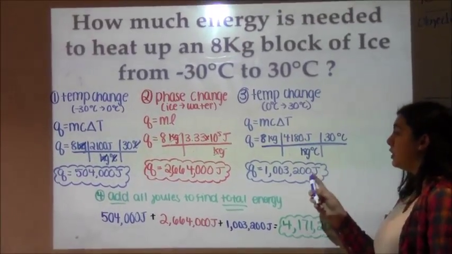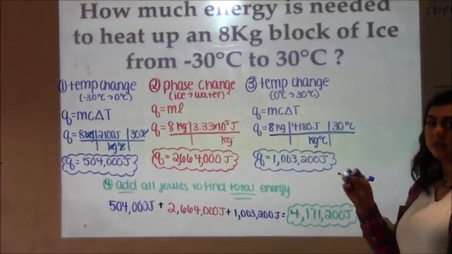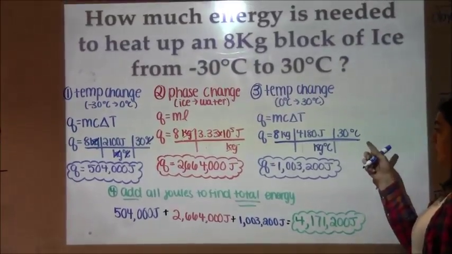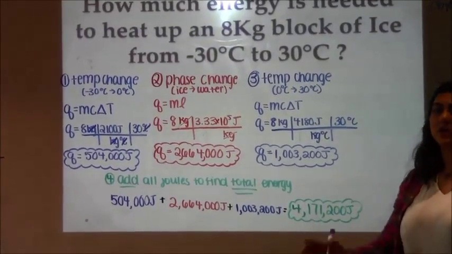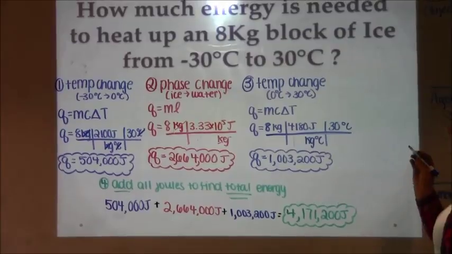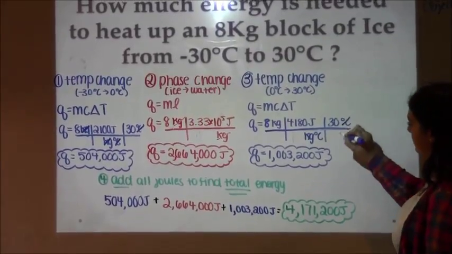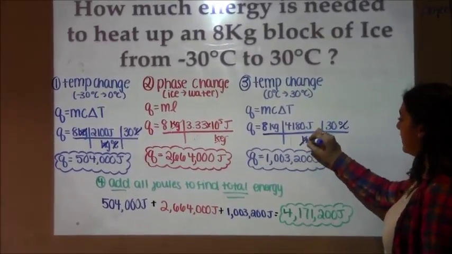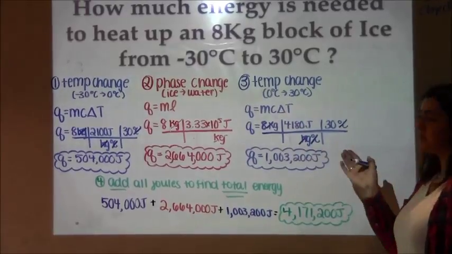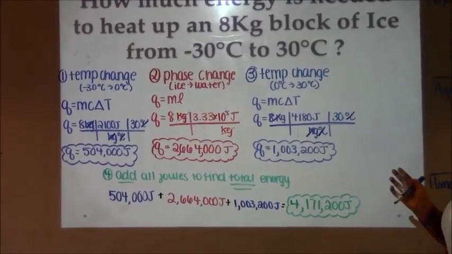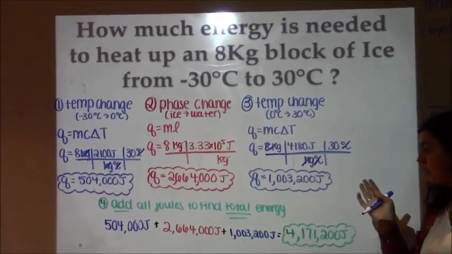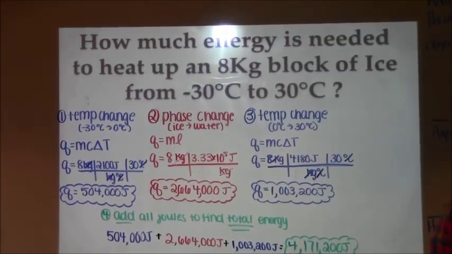So the number is different. It's 4,180 joules per kilogram degree Celsius. And then we're going to multiply that by 30 degrees Celsius again because we are increasing by 30 degrees Celsius. So we're going to cross out the Celsius and the kilograms because that leaves us with the joules that we need. And that leaves us with 1,003,200 joules.